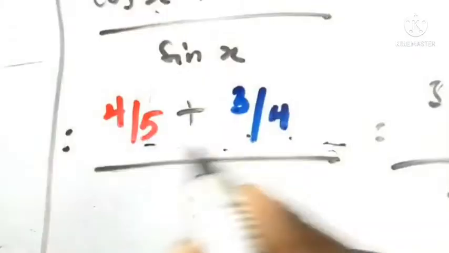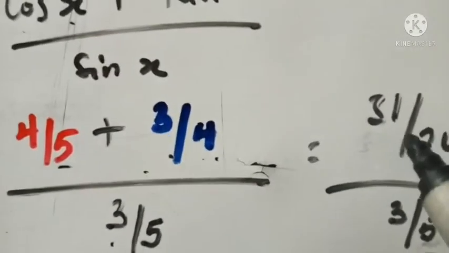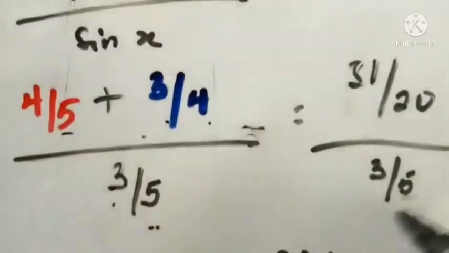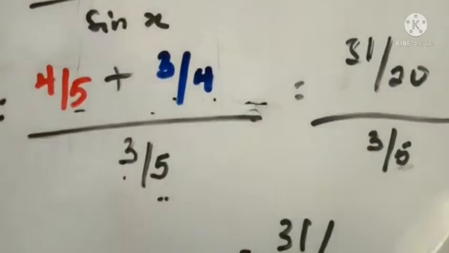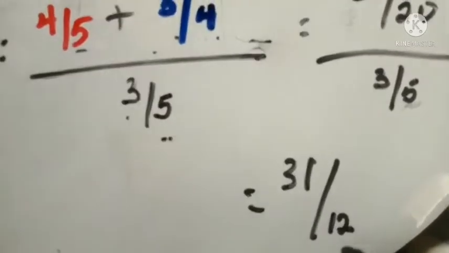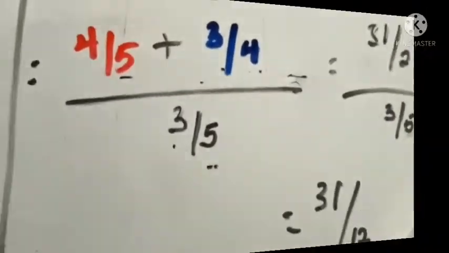So you need to manipulate this, right? So the top here, you need to find the LCM. The top one will give you 31 over 20, and then that one will give you 3 over 5. So you need to calculate this, and you have your answer to be 31 over 12. If you have any question, just make sure that you comment down below.